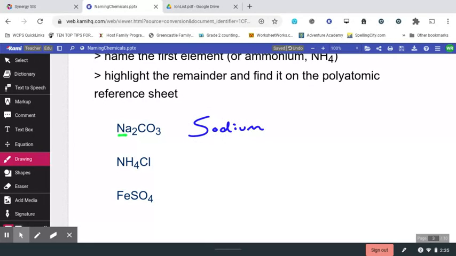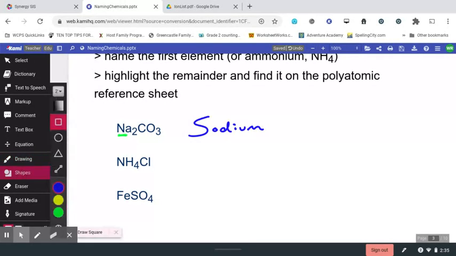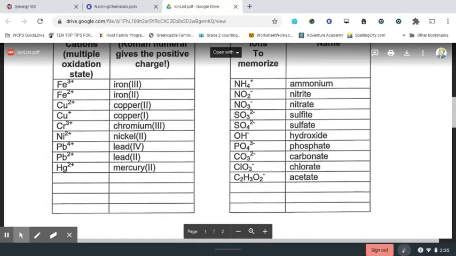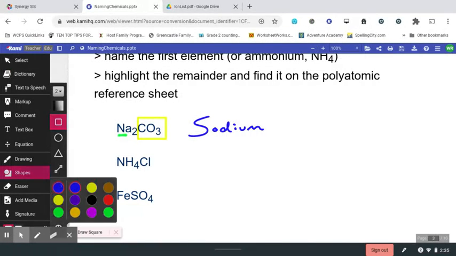Then it says highlight the remainder of that chemical and find it on the polyatomic reference sheet. So I'm going to highlight it here in yellow. That's the remainder, so we're going to find CO3 on that reference sheet. Be careful here. We're looking for CO3, not the charges, because the charges are involved in the formula writing. CO3 is located right here, and it goes by the name carbonate. So you're just going to record this as the name of that chemical.